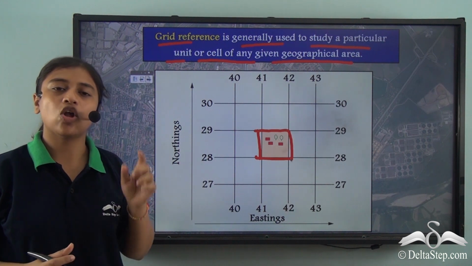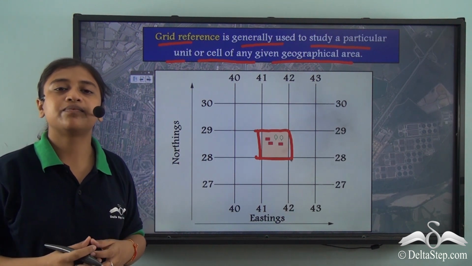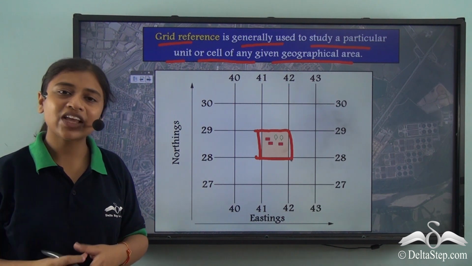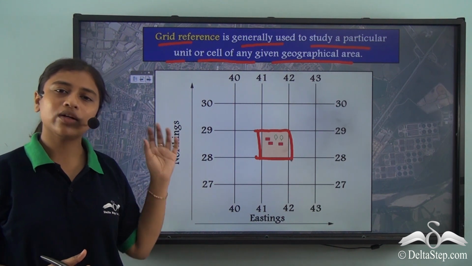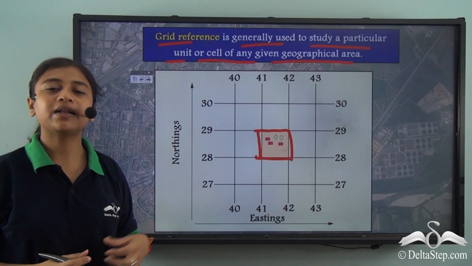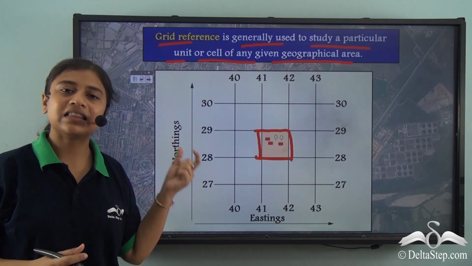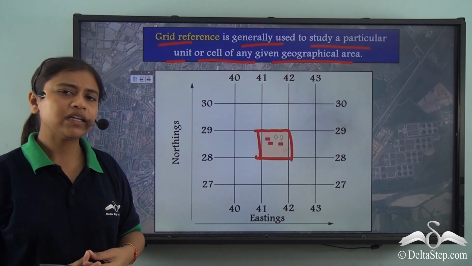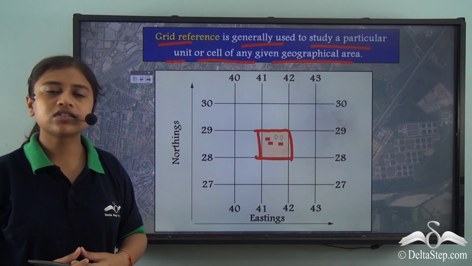Now just like longitudes and latitudes that are present on a regular map help us locate certain places accurately, similarly the northings and eastings on the topographical map also help us locate places accurately. And these together are known as grid reference. So, what would be the grid reference of this particular plot?